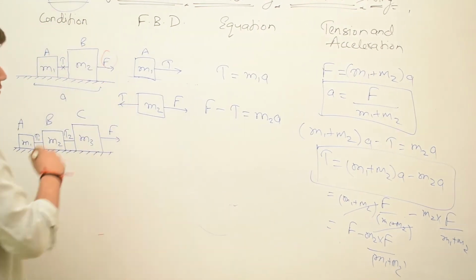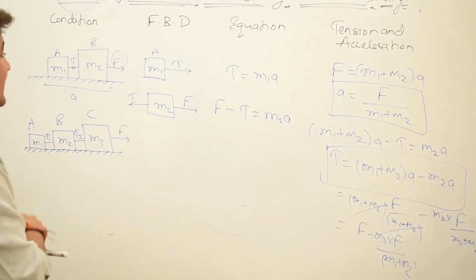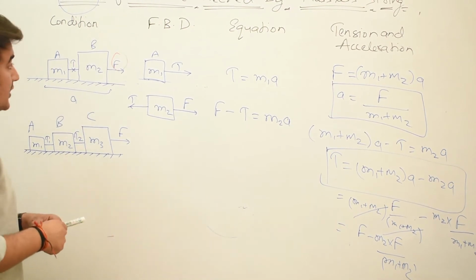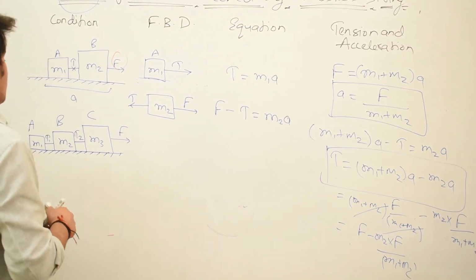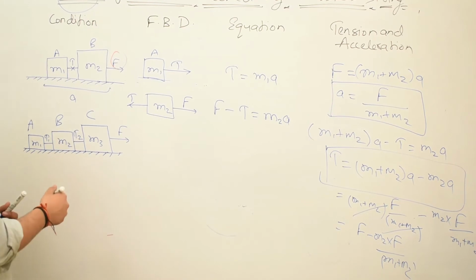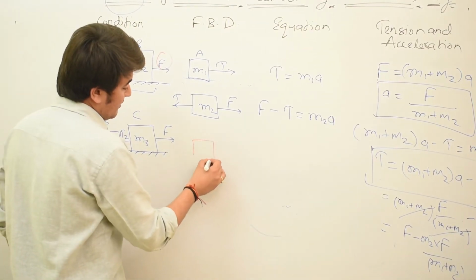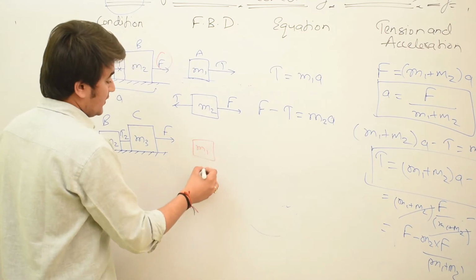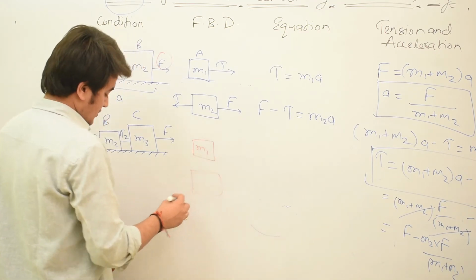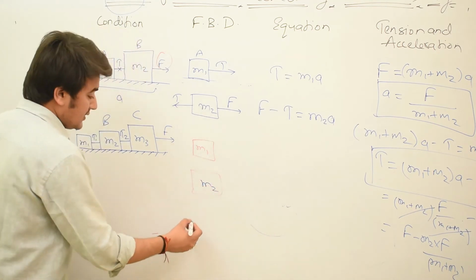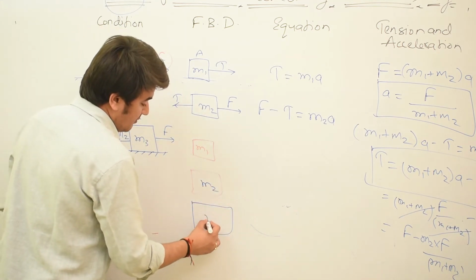Okay, so now we have to discuss case number two, first by going through the free body diagram of this particular case. How many bodies are there? You will say there are three bodies: body number m1, body number m2, and the third one is m3.